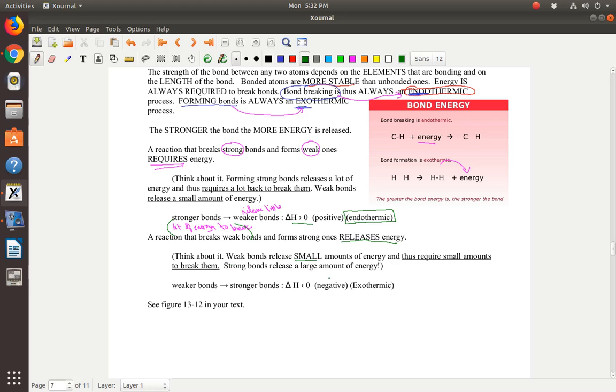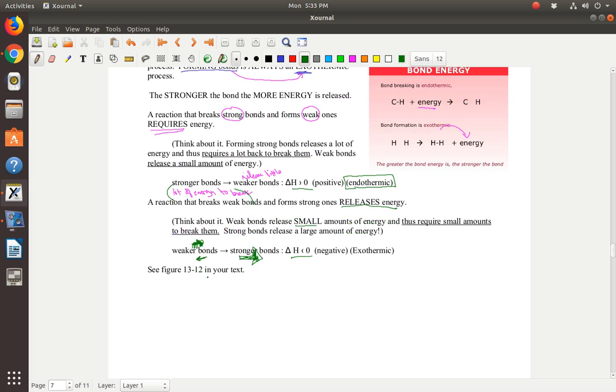Weak bonds release a small amount of energy and thus require a small amount to break them. Strong bonds release a large amount of energy. So if we're going to go from a weaker bond that releases a tiny bit of energy out, let's do a little arrow out, okay? And we're going to make strong bonds. Strong bonds release a lot of energy. We're going to break weak bonds. That means a little bit of energy in. We're breaking the bonds. There we go. And we're going to release a lot of energy when we create strong bonds. So here we let go of way more energy than we took in. So we have a negative delta H, a negative change in the heat. And so it's an exothermic reaction.